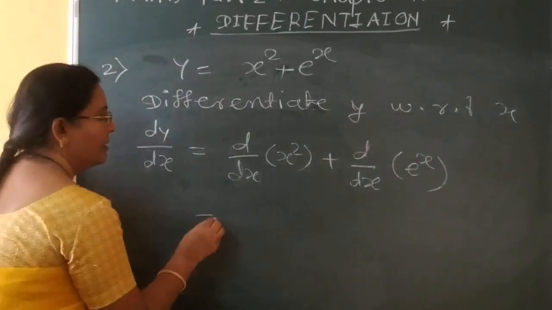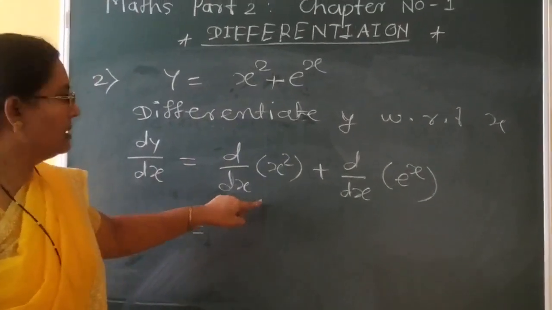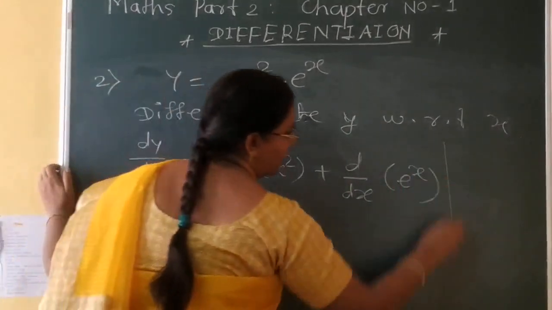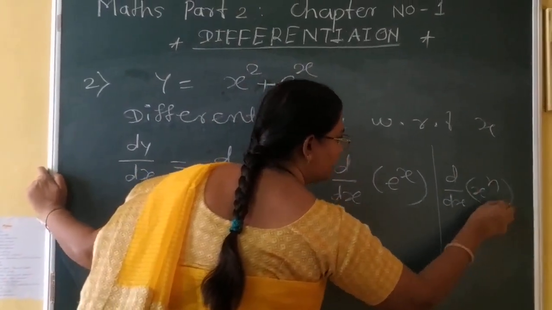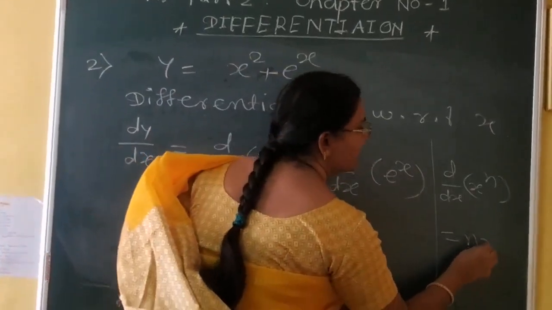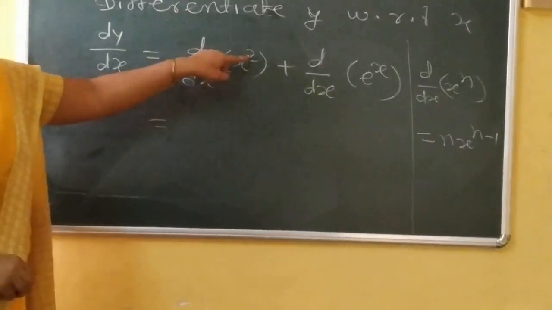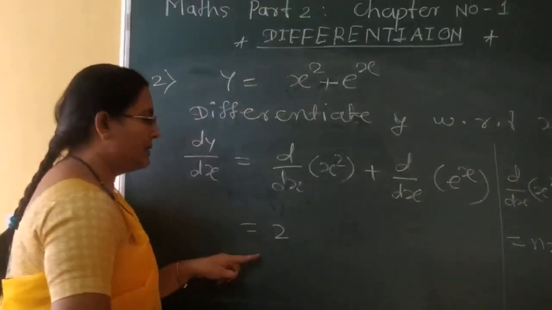Then, using the standard formula for the function x raised to n, the derivative of x raised to n is equal to n times x raised to n minus 1. For n, we get the value as 2. Then use the formula.